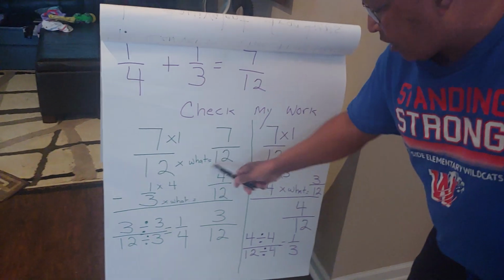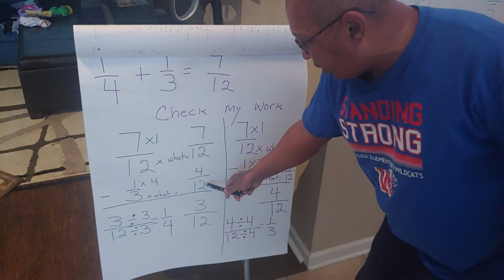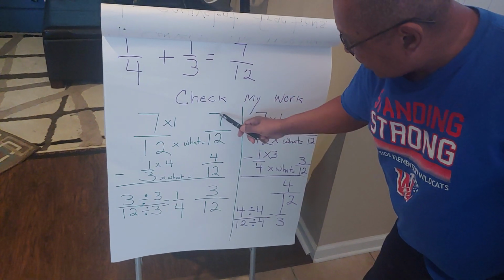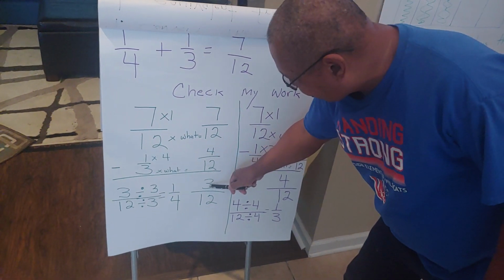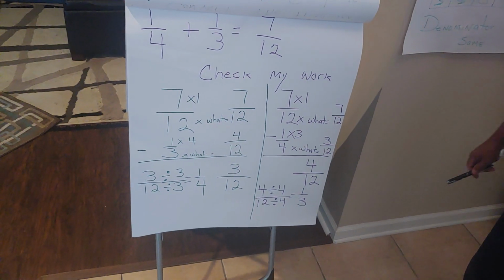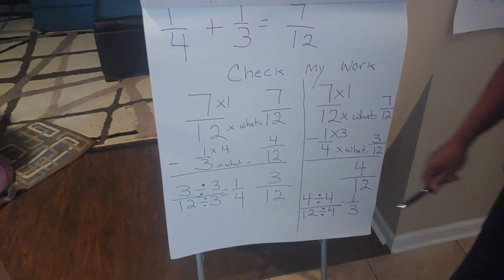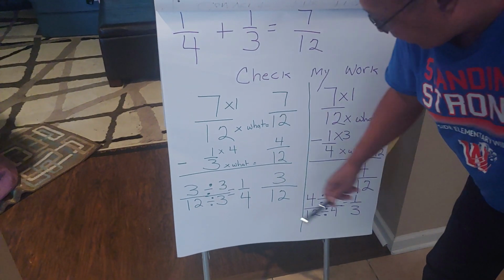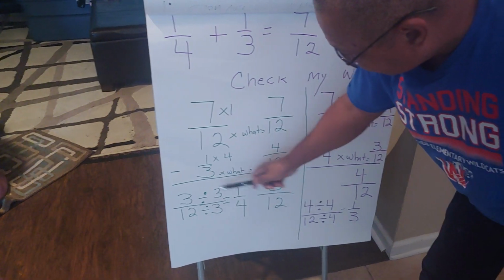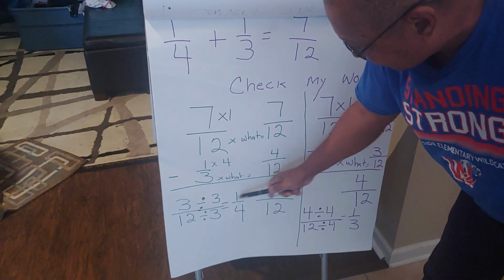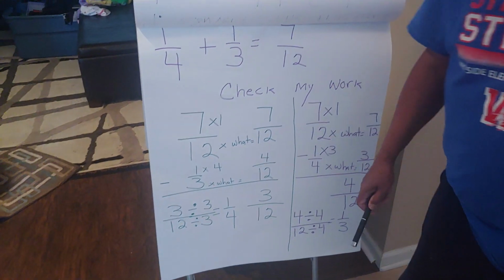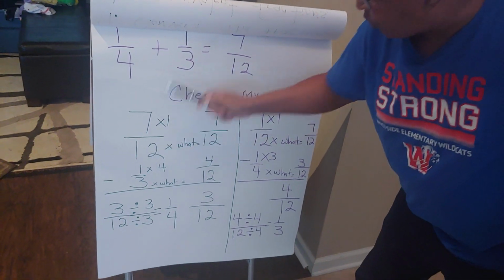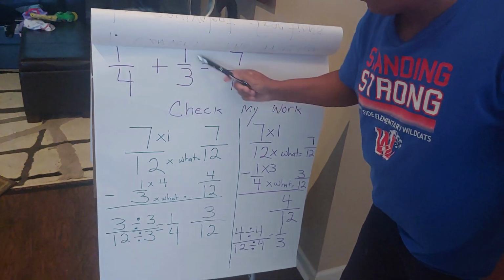I'm going to do the same thing. 3 times what equals 12? 4. 1 times 4 is 4. 12 times what equals 12? 1. And that equals 7. 7 minus 4 equals 3. Denominator stays the same. Now 3/12, I want to show you where the students had to use the greatest common factor. Well, in this case, the greatest common factor of 12 and 3 is 3. So I divided 3 divided by 3 is 1, and 12 divided by 3 is 4. So you'll notice all of those numbers are present. There's your 7/12, there's your 1/3, and there's your 1/4. So we got it right.